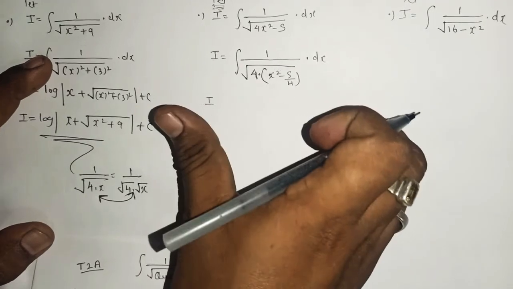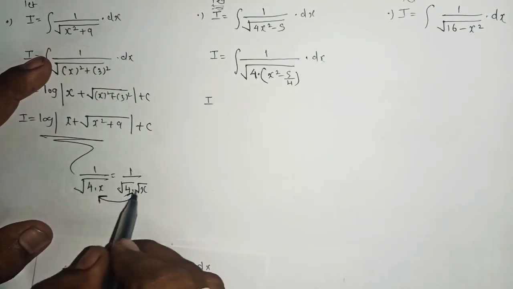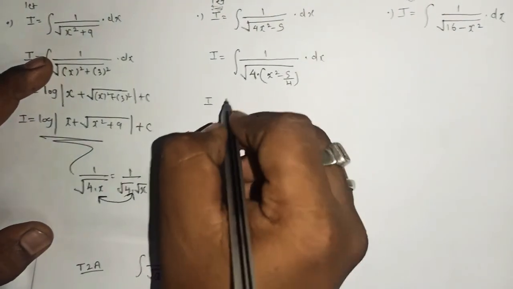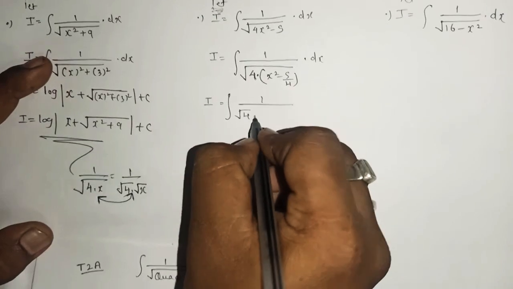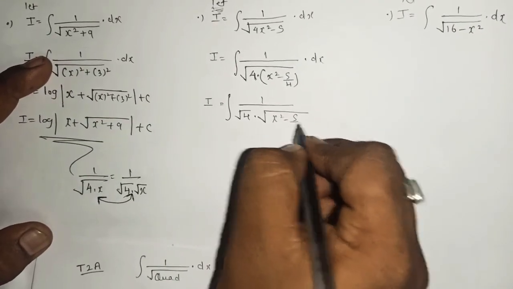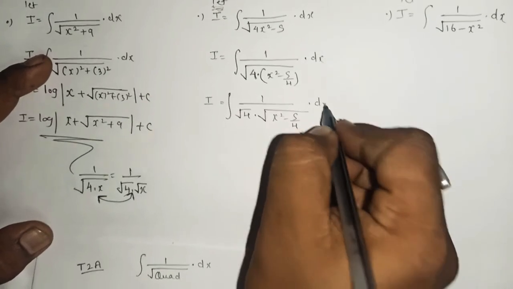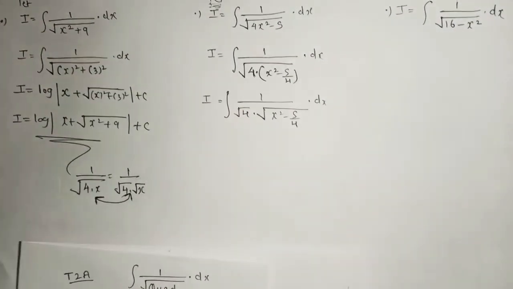So when you separate, you will see that both sections have the same order, so this can be written as 1 upon root 4 into, and the second part will also be in root only. Okay, see to that, don't make this mistake. Both the sections are inside the root.